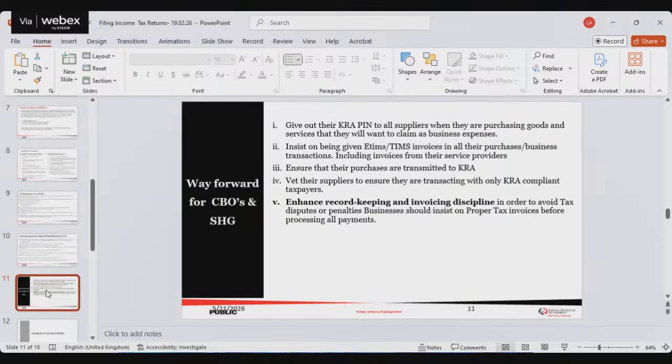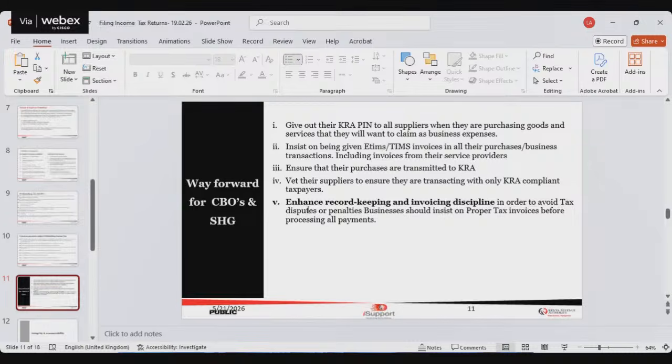So what is the way forward for your CBO? This one I've already talked about. It is just a repetition of what I've talked about. Whenever you're going to buy anything for your CBO, for your self-help group, you give out your PIN to all your suppliers. Then you insist that they must give you a proper tax invoice, and that is an invoice which is supported by eTIMS or TIMS. Then also ensure that your purchases are transmitted to KRA.